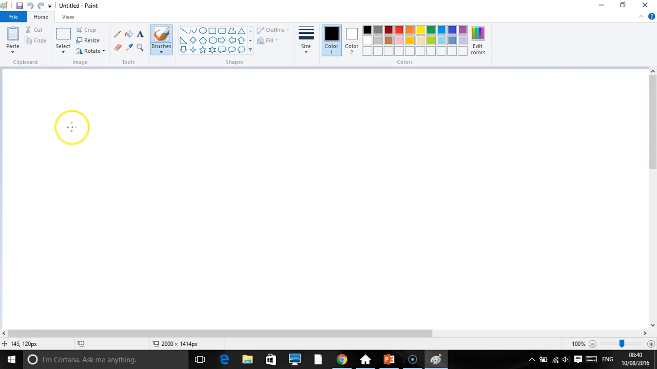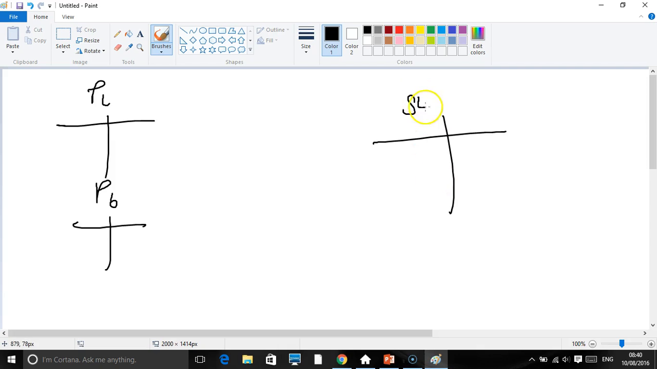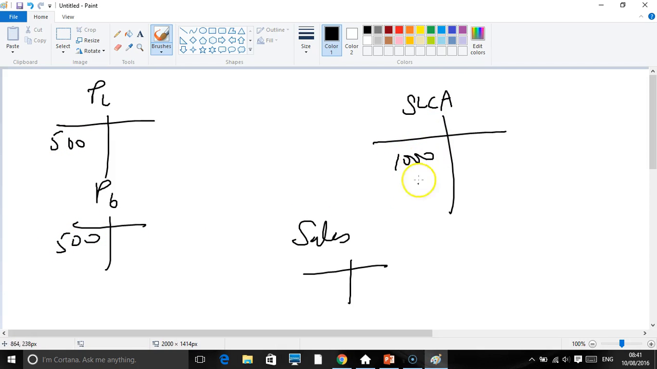So, for example, let's create a scenario: Pi and Po, and we have the sales ledger control account, and we have sales. Let's have the scenario where Pi owes us 500, Po owes us 500, and we have sales of 1,000. You can see we're talking about the sales ledger control account, and those are the individual accounts in the sales ledger, for Pi and Po.